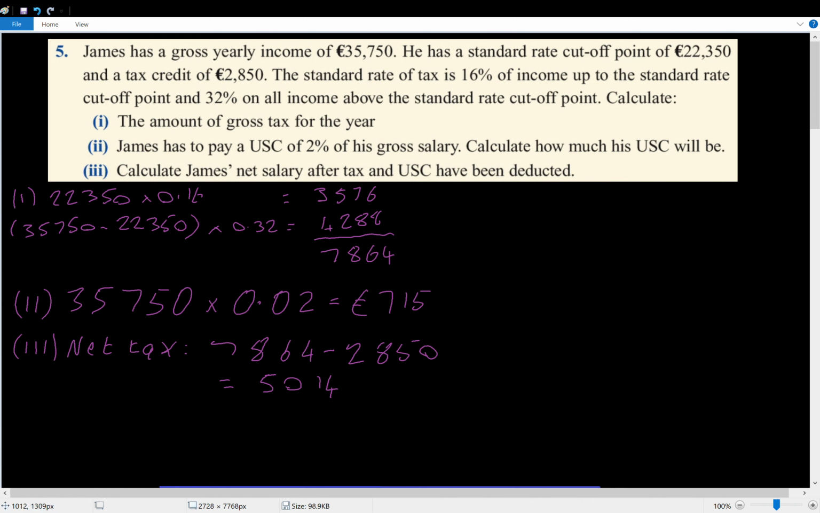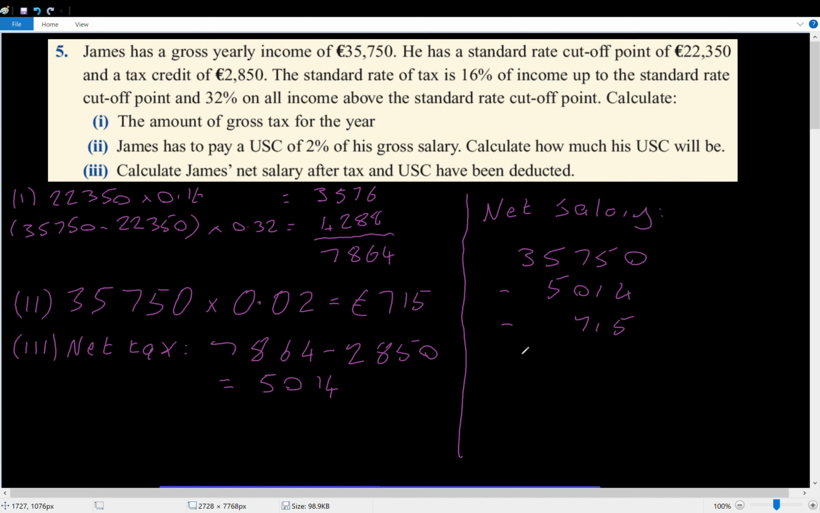We already have his USC from part 2. It's 715, which means that his net salary is going to be 35,750 minus 5,014, which is the net tax, minus 715, which is the USC, which will leave him with 30,021 euro. And that is that.